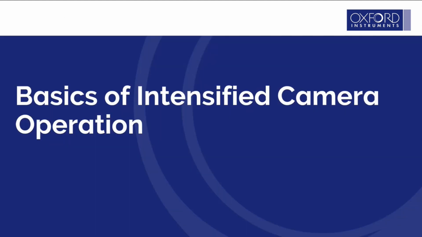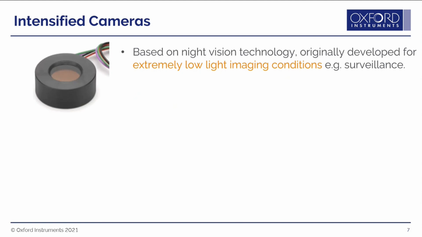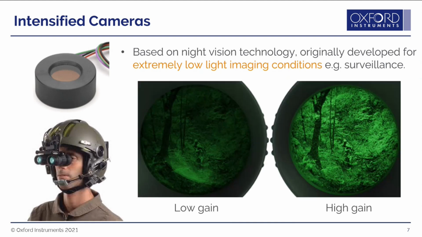So without further ado, the basics of intensified camera operation. As you may be aware, intensified cameras all came about through night vision technology. Intensifiers were developed for extremely low light imaging conditions, for instance, surveillance. It was a way of going from a low photon environment, where you didn't have very much signal or visibility, to being able to apply a high gain to multiply up your incoming photons and get much more signal.